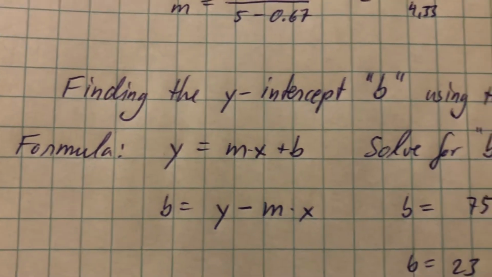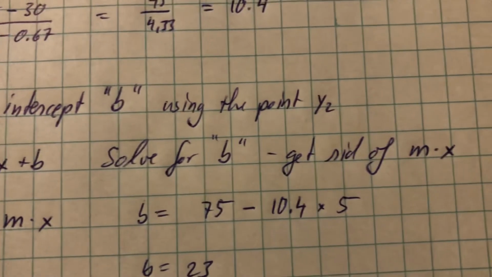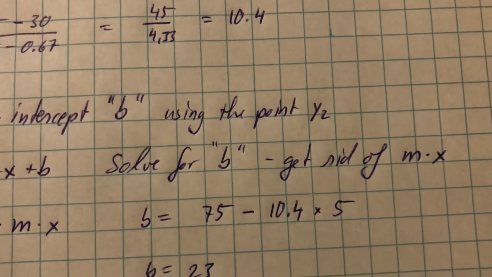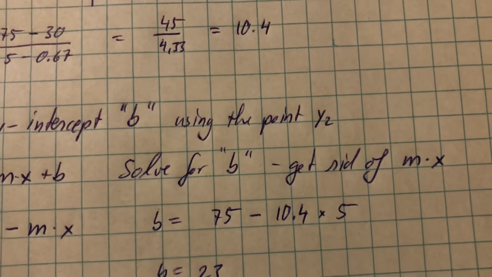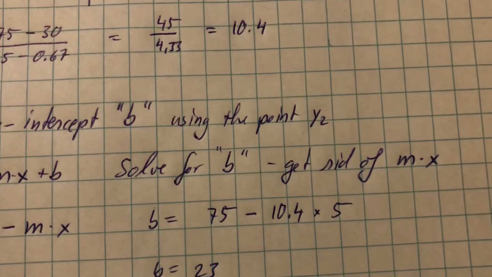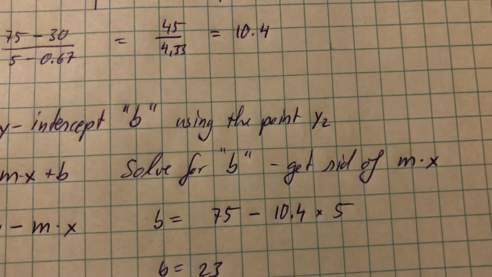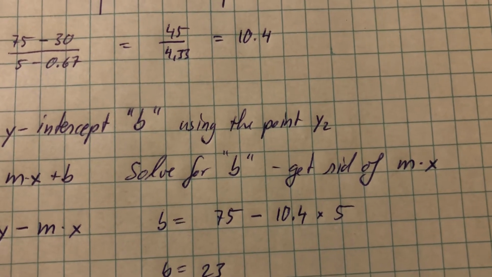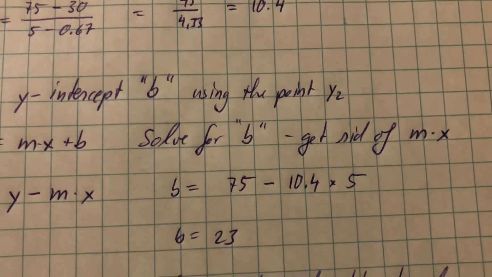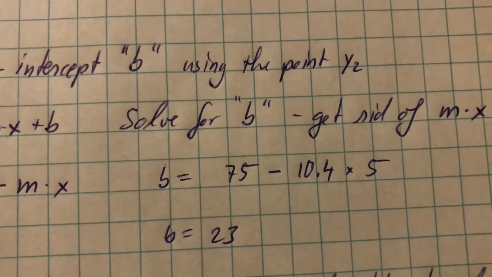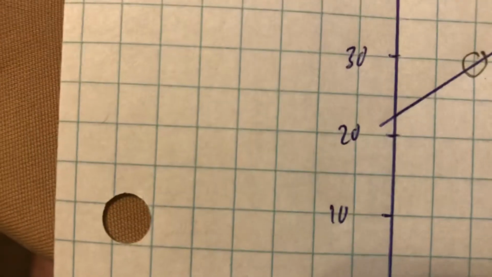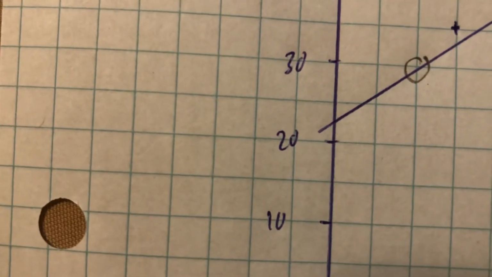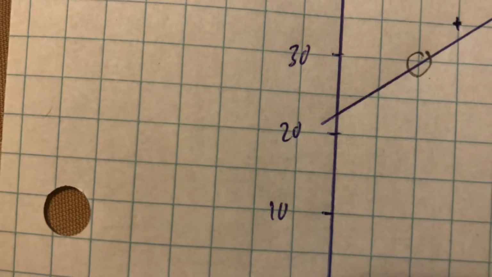Now plug in my numbers. b is then 75, that was my y2 point, minus the slope of 10.4 times the 5 rubber bands that corresponds with that y2 point. And when I put that in the calculator, I get b equals 23. That's the y-intercept. When I check on my graph, that's about right. That point is at about 23.